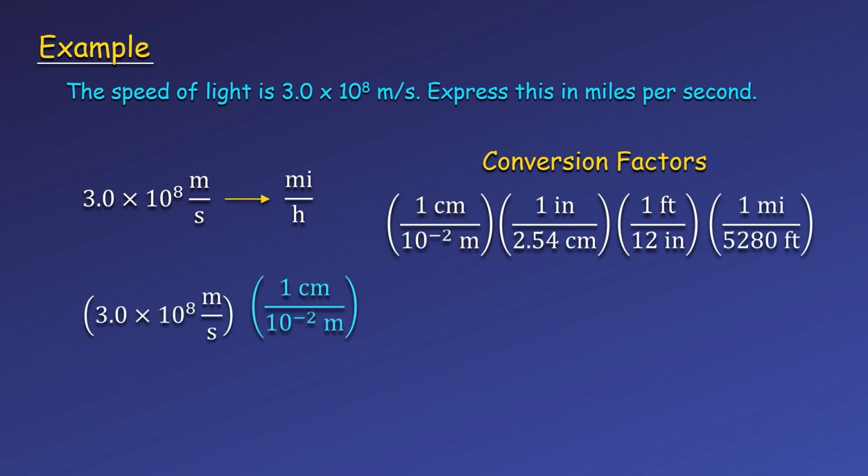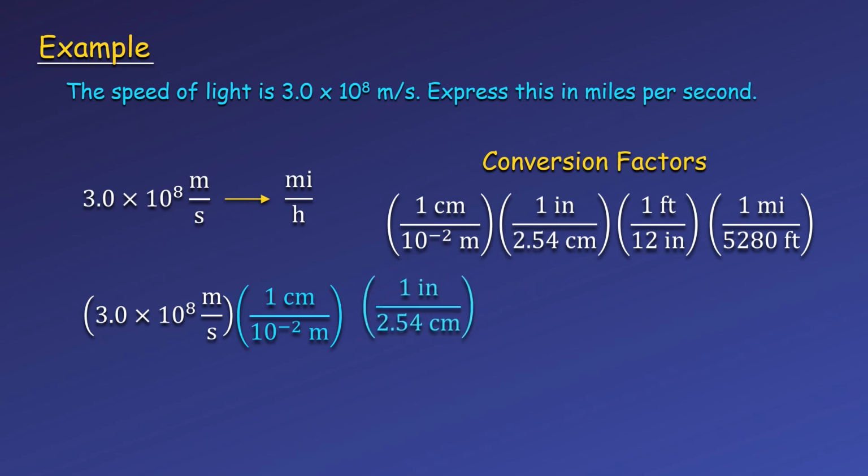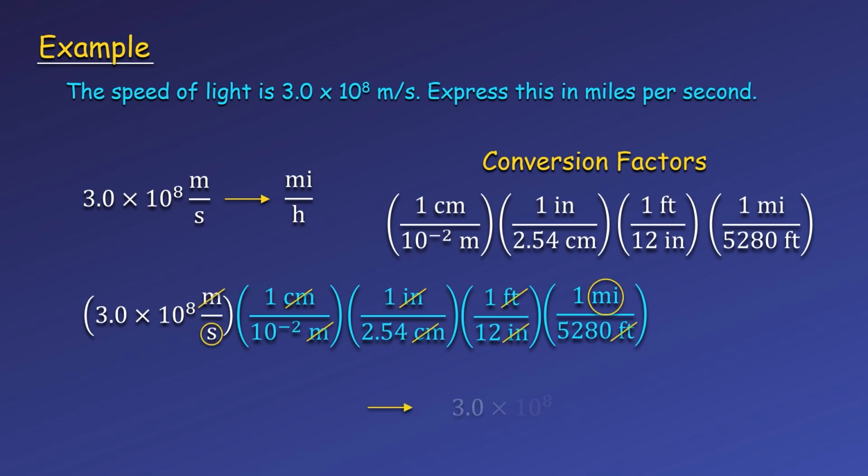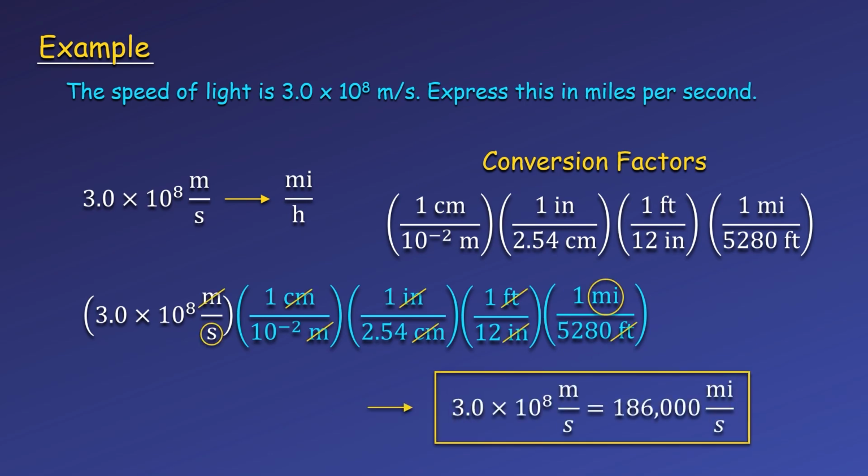I'll multiply by each conversion factor and carefully cross out units that appear on top and bottom. Doing this leaves me with miles per second, and after carefully putting these numbers into a calculator, we get 3 times 10 to the 8 meters per second is equal to 186,000 miles per second.